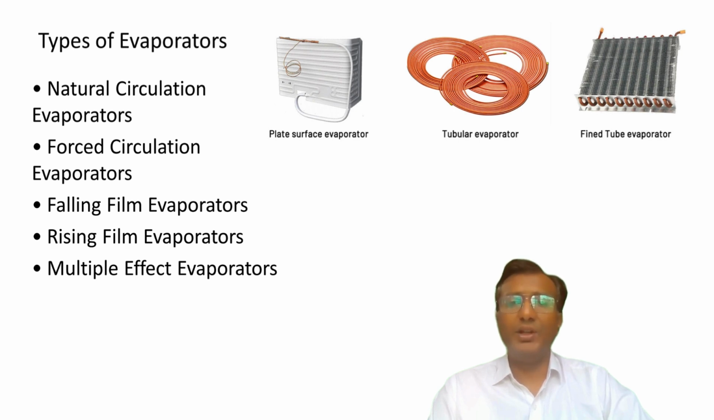Other designs include plate, surface, tubular, and fin tube evaporators, each optimized for specific conditions. For example, fin tube evaporators are common in refrigeration, while plate evaporators are used in food processing. Understanding these types helps engineers select the right evaporator for factors like fluid properties, scale, and energy requirements, ensuring optimal performance. So let's explore natural circulation evaporators in more detail in the next slide.